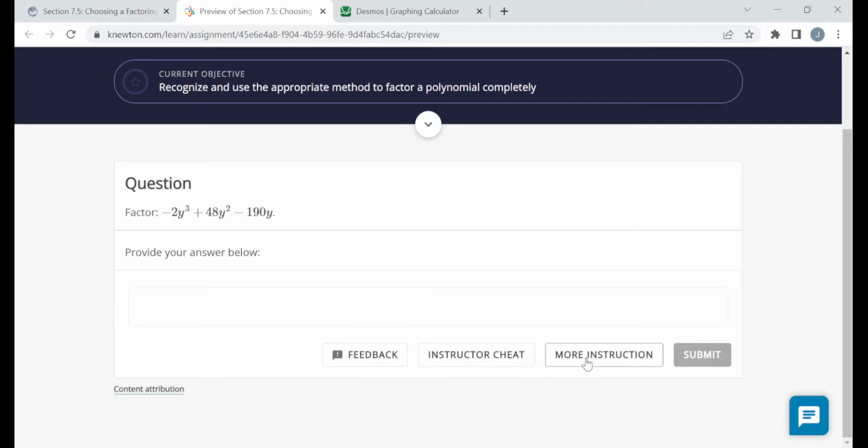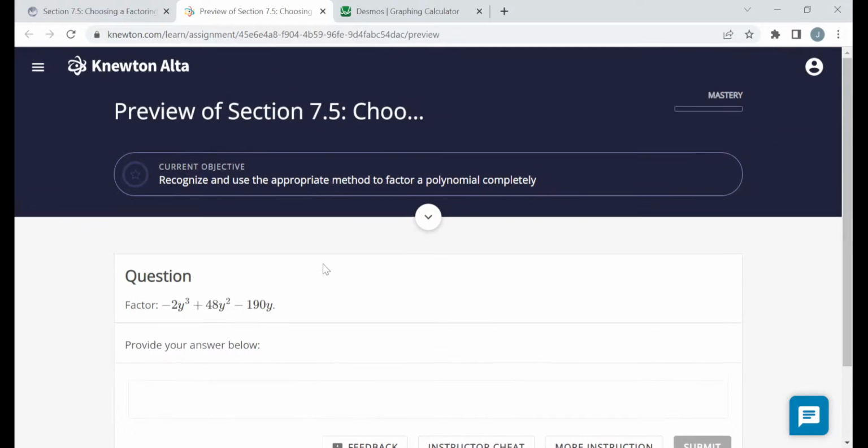Right, so if you're ever struggling with a topic or a question, click on this and you'll be taken to a page with some reading or videos to study. Then you'll be given questions related to that instruction, and completing those questions is another way to progress through the assignment. Alright, so as I mentioned, there's only the one objective in this assignment. It's recognize and use the appropriate method to factor a polynomial completely.